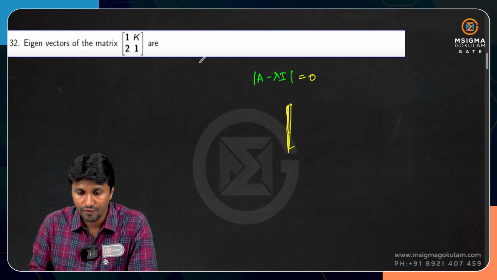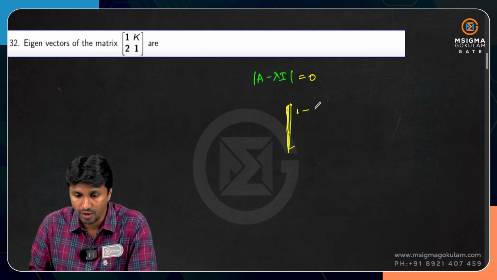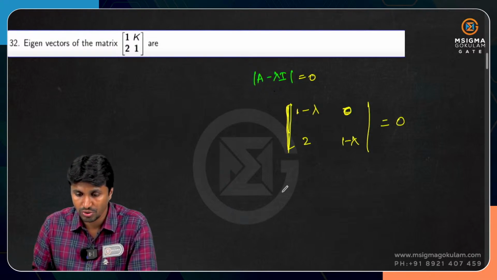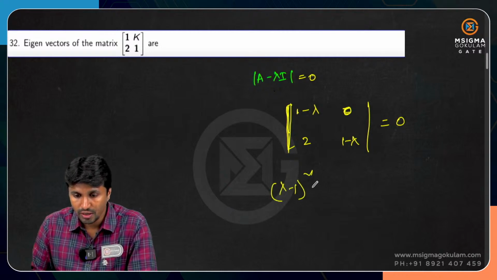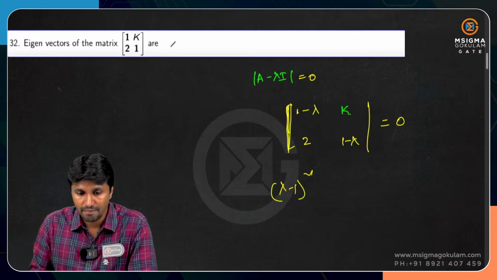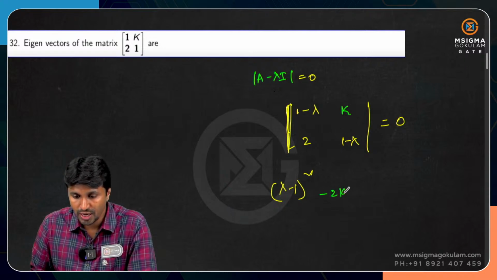So therefore determinant of A minus lambda I, where A is nothing but this one. So 1 minus lambda, 1 minus lambda, and this is 0, and this is 2, right? This is 2 and this is 1 minus lambda, determinant is equal to 0. So therefore (1 minus lambda) whole square minus, this is something but k, I made a mistake here, this is k, right? So this minus 2k is equal to 0.